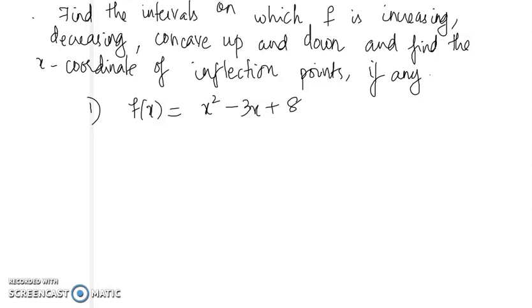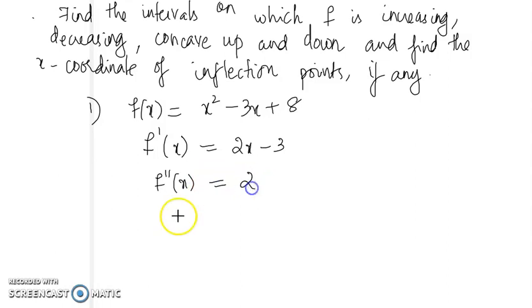The problem is to find where the function is increasing, decreasing, concave up, concave down, and then to find the x-coordinate of the inflection points, if any. We are given the function f of x equal to x square minus 3x plus 8. First of all, find f dash of x. So f dash of x is 2x minus 3 and f double dash of x is 2.